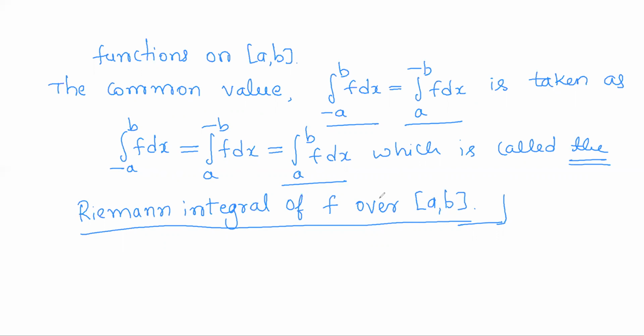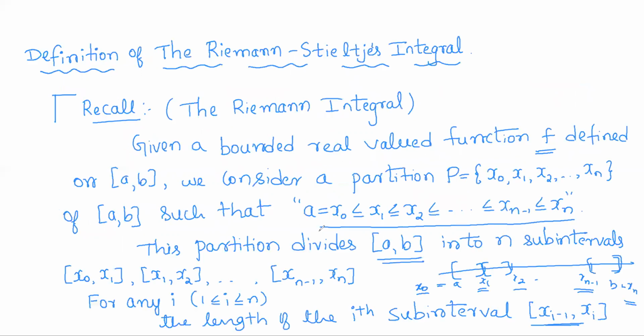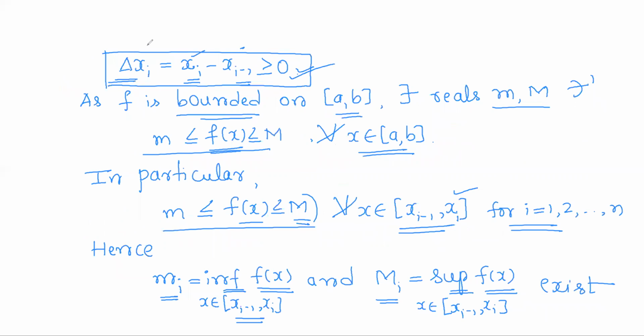So this is the Riemann integral of a function, where the main point is this one. We consider a partition which involves finitely many points in the natural increasing order of the real numbers. So using that natural increasing order, we define delta x_i to be x_i minus x_{i-1}, which will be non-negative. So this is the main point in the Riemann integral, where we use the increasing order of real numbers.